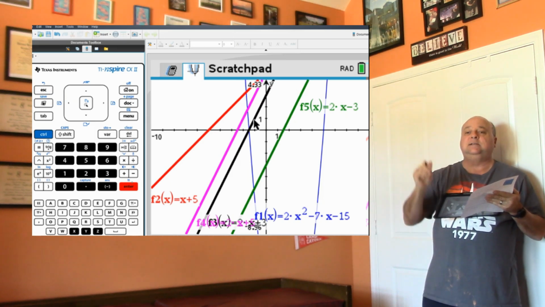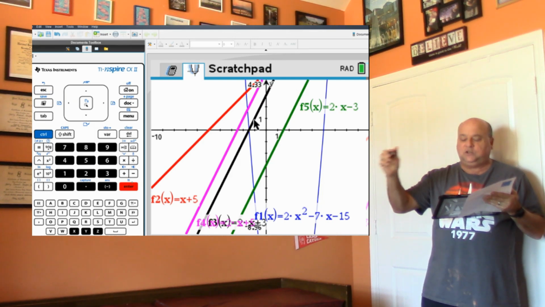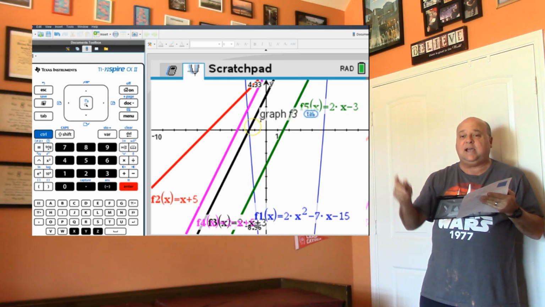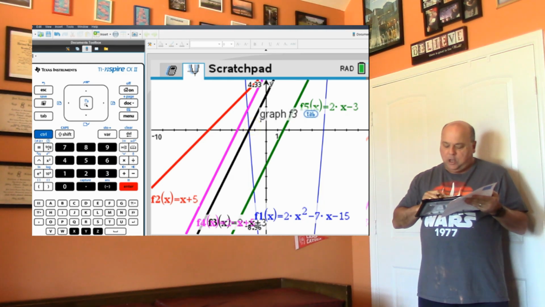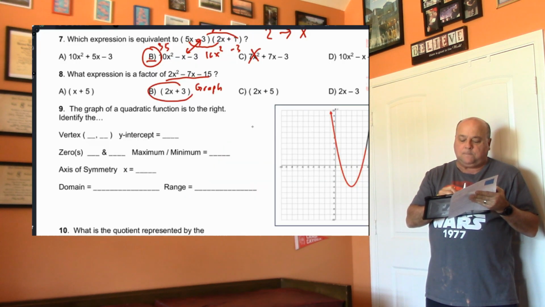Y'all cannot miss this. All you have to do is graph the quadratic, then graph all those factors. One of them is going to cross the parabola at the x-axis. That's the right answer. On that paper, it was 2x plus 3.